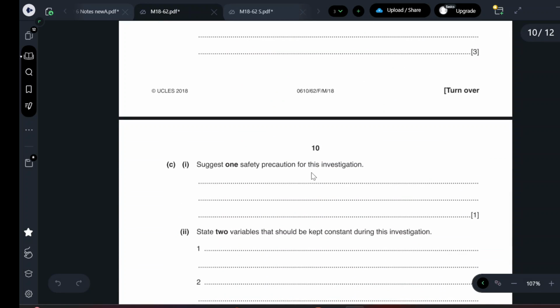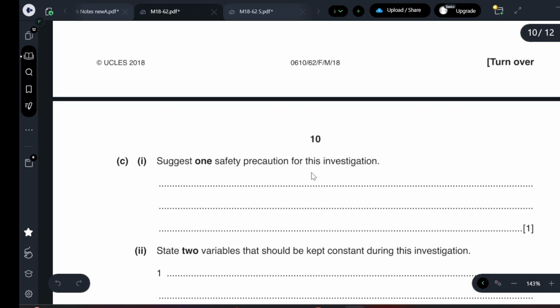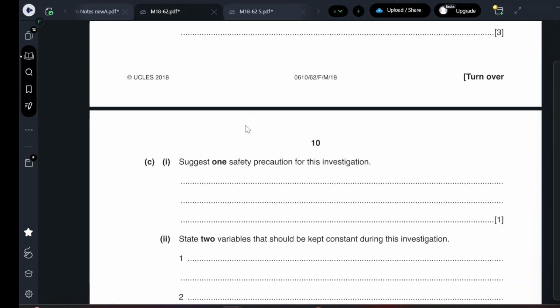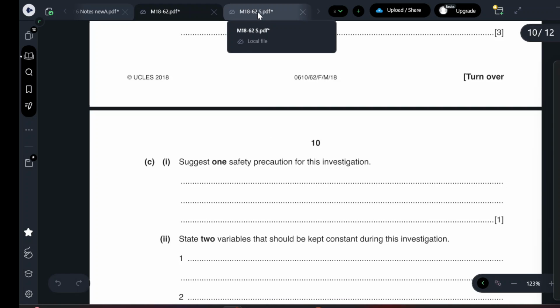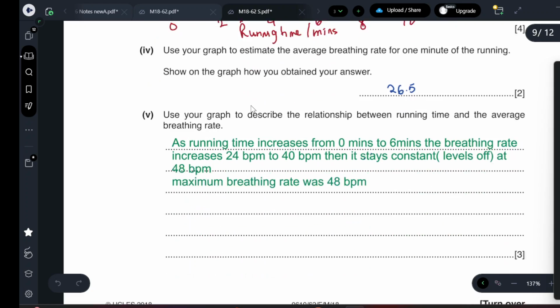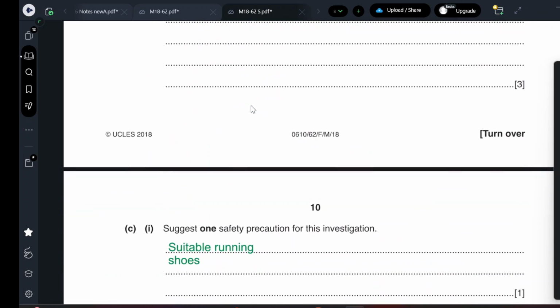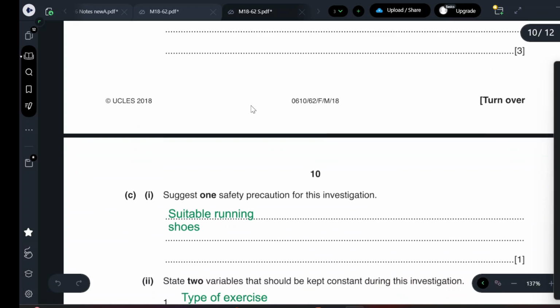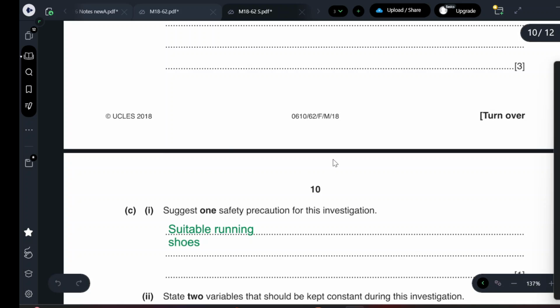Suggest one safety precaution for this experiment. In this experiment, the safety precaution is something related to the running. So I can say suitable running shoes, make sure they don't have any health conditions, wear knee protectors and helmets, something to protect their heads and knees if they fall. Okay, anything related to the running.